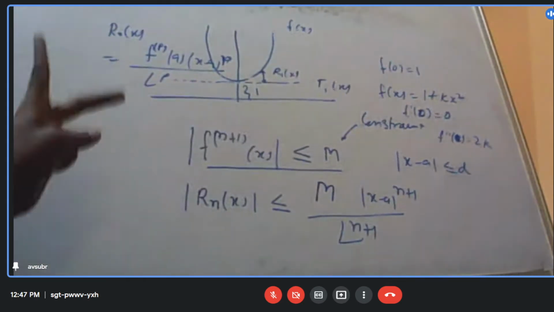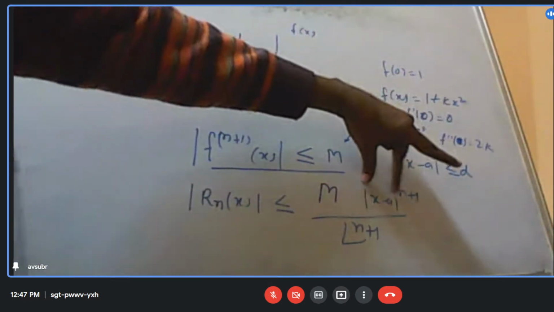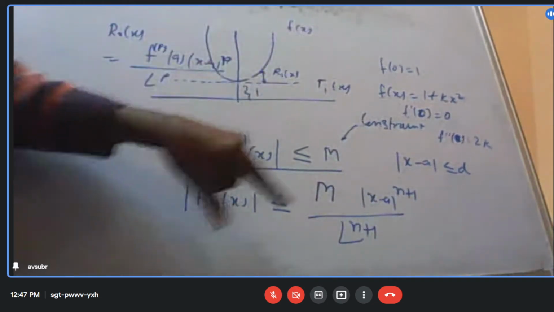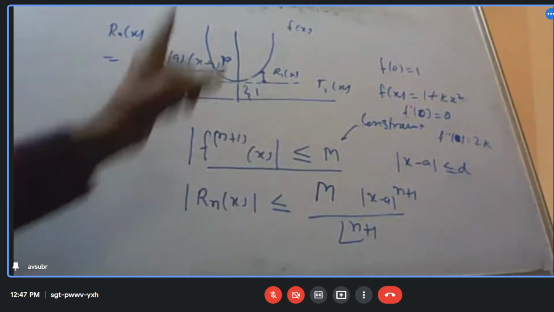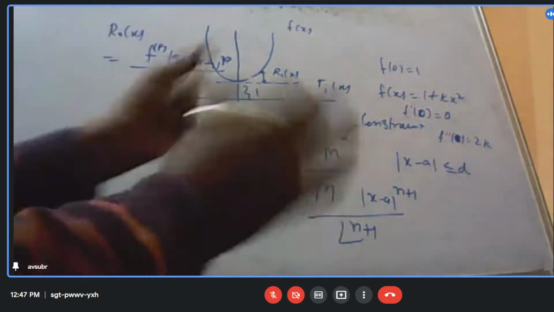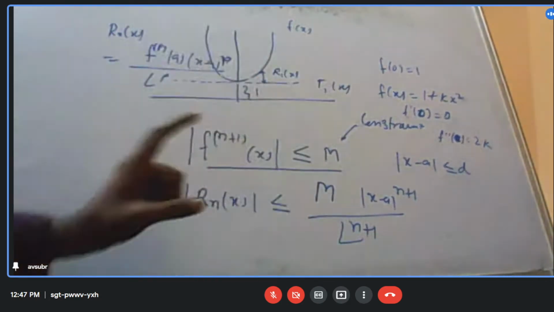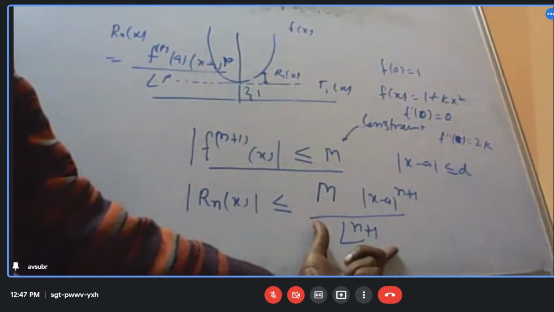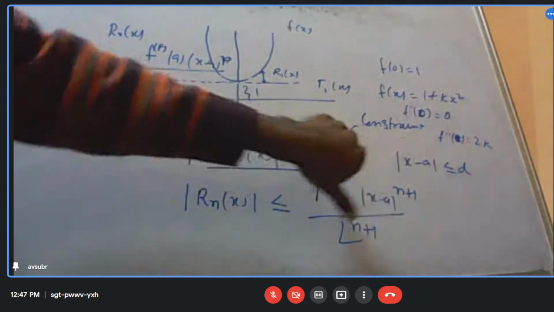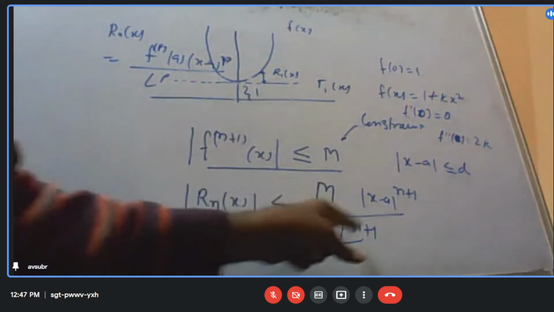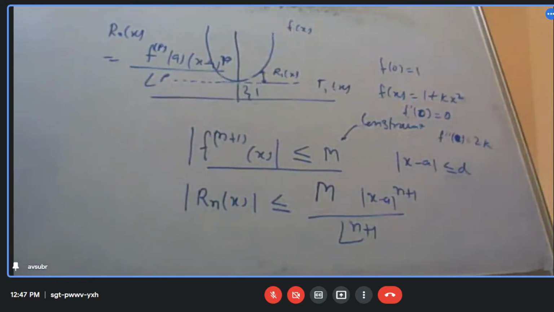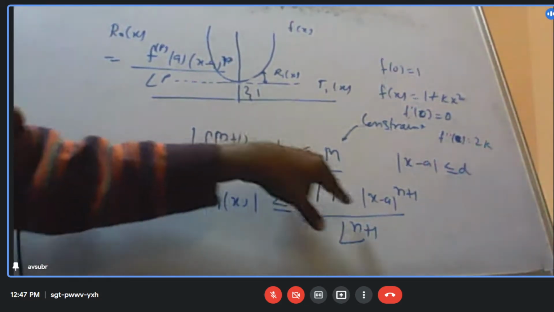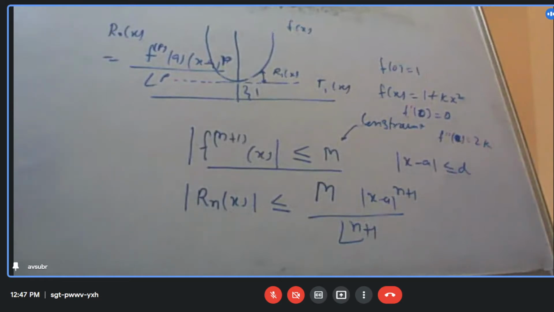So it will depend upon what factors? X minus A, that is the distance between X and A. Number two, M, the constraint which I have put over here. Constraint, not constant. The constraint which is a constant actually, some constant. And this denominator term, it will depend upon how many terms we are taking into account in our Taylor series. So now in this particular case, this is what will happen.